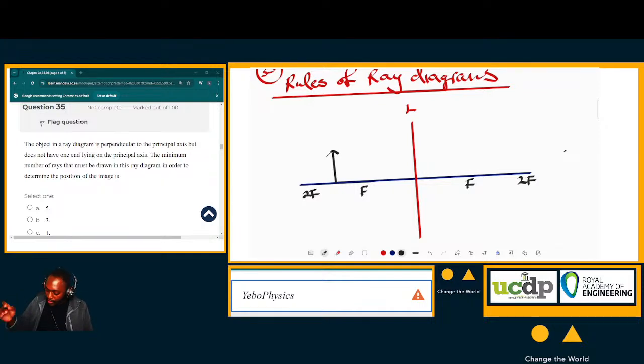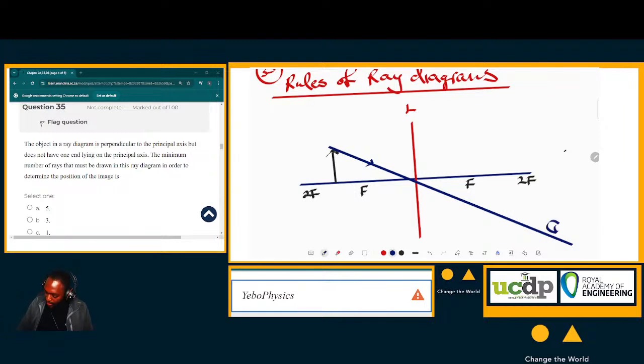The first ray that you should recall is that any ray that passes through the center of the lens passes through unrefracted. So if you have your ray that will pass through the center of the optical lens, it will pass through unrefracted. I'll say this is rule number 1.